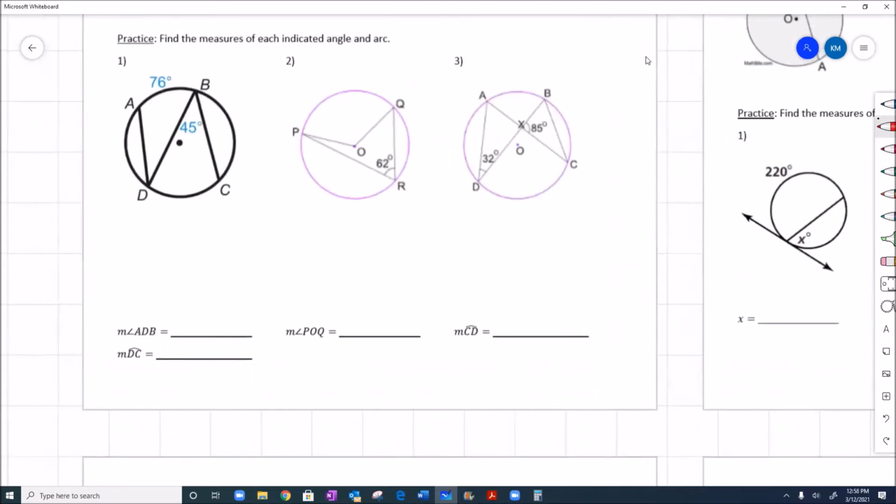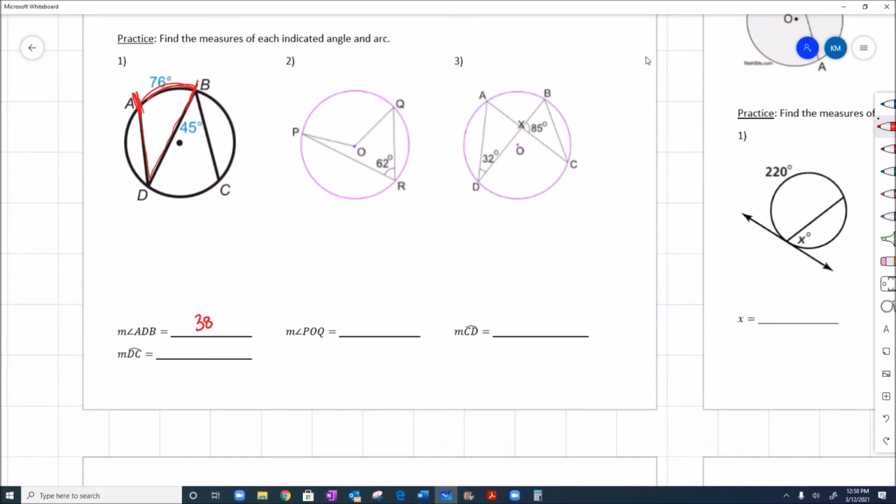All right, so let's look at some of those examples down here. It says find the measure of each indicated angle and arc. So for the first example, it asks us for angle ADB. Angle ADB here, draw it. Now I like to say, okay, where's my intercepted arc? My intercepted arc's measure is 76. So the inscribed angle is half of that, 76 divided by 2, 38 degrees.